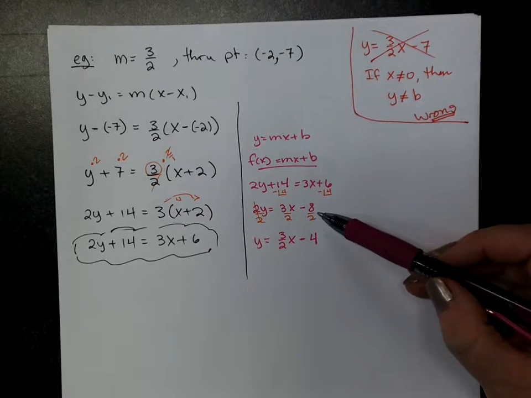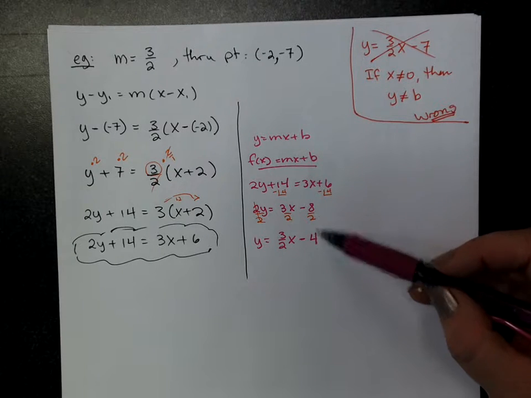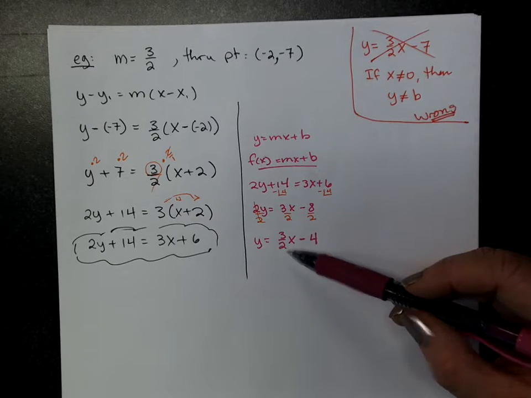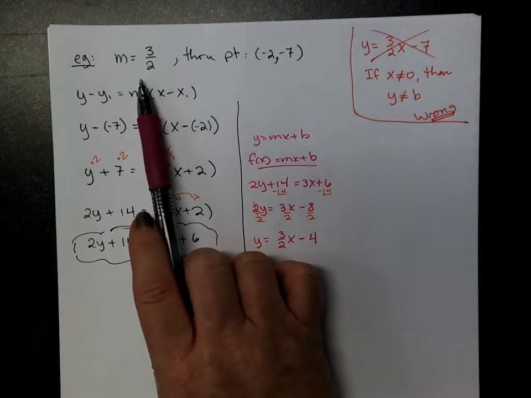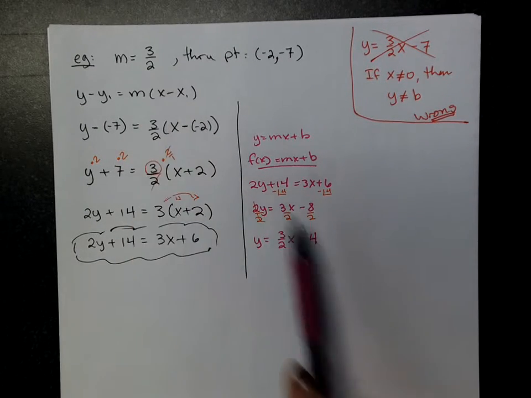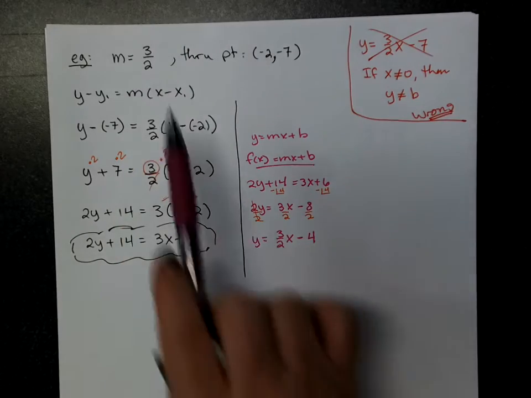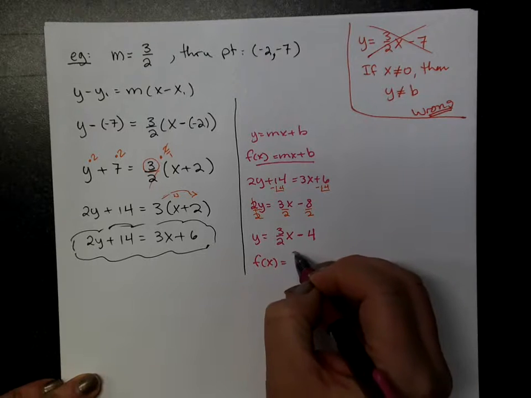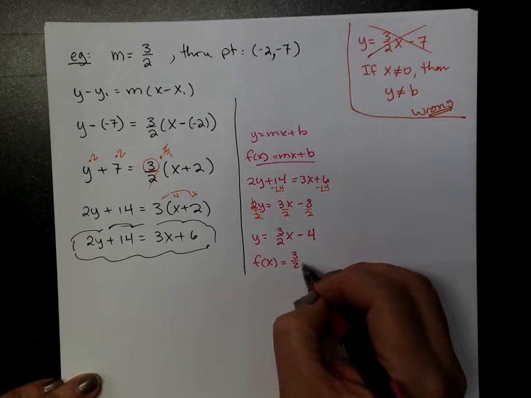This may end up being a fraction, so don't change it to a decimal or mixed number, just a lowest term fraction or integer. What's my slope? 3/2. It better be. See, this is the information I was given in the first, so you can do a little quick check. If it didn't match, then something went wrong. Or if you ask for function notation, just change that y to f of x.